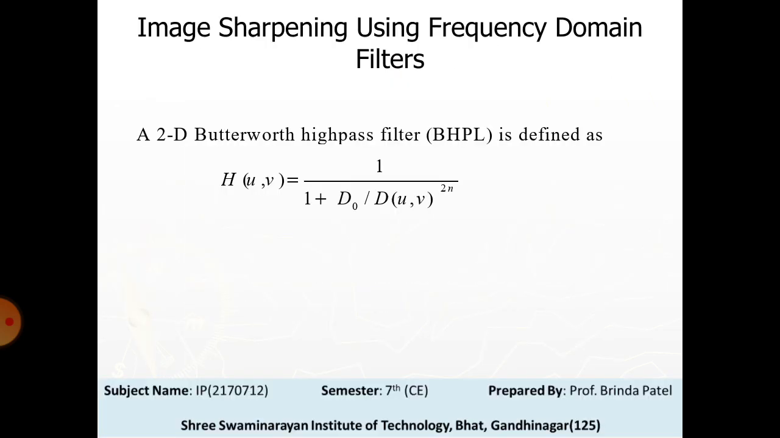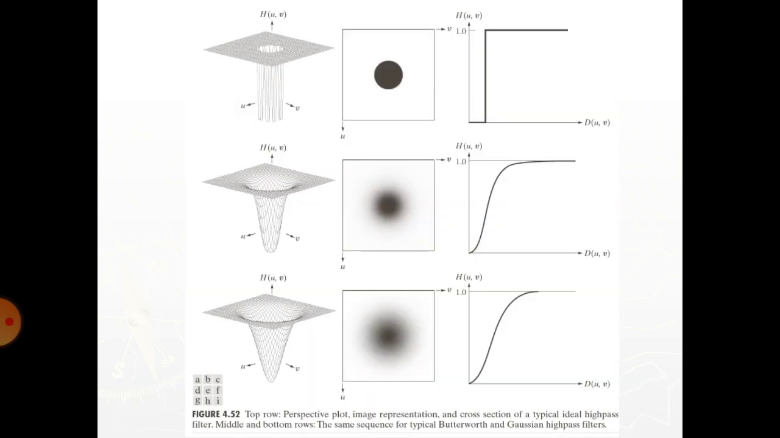Now the 2D Butterworth high pass filter, BHPF, of order n and cutoff frequency D0 is defined as H(u,v) = 1 / (1 + [D0/D(u,v)]^2n). Here D(u,v) is the expression given before. This expression follows directly from the above equation. The middle row of this figure shows the image and cross section of the BHPF function.